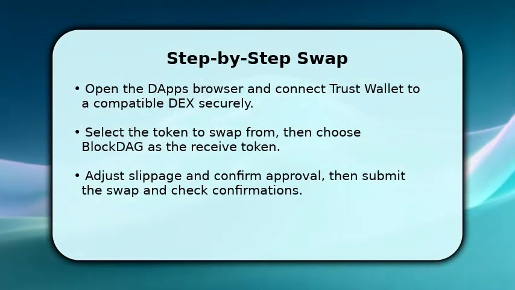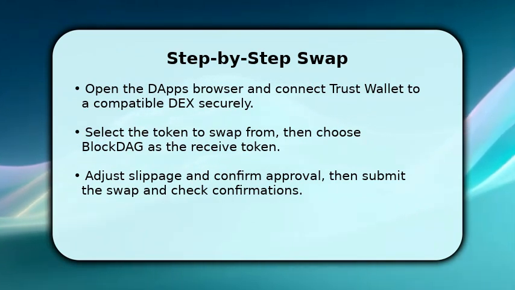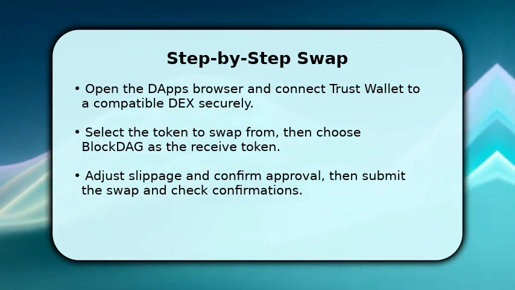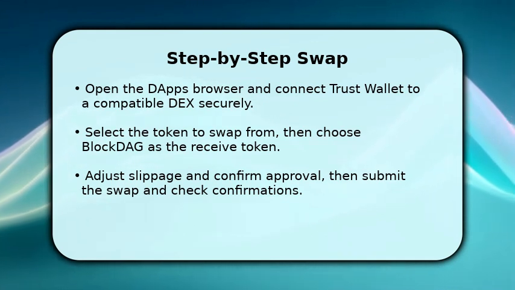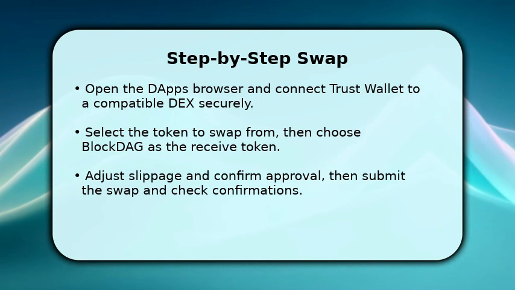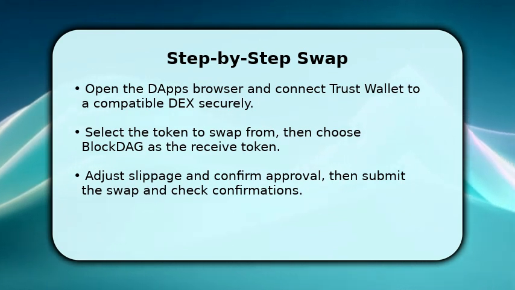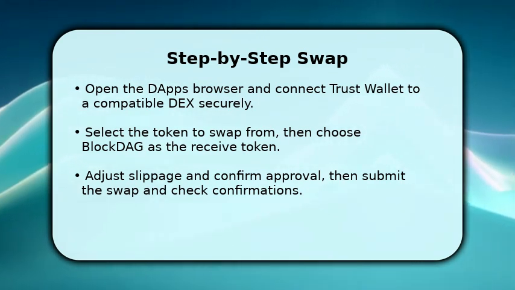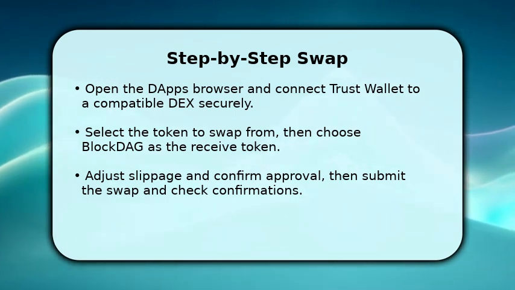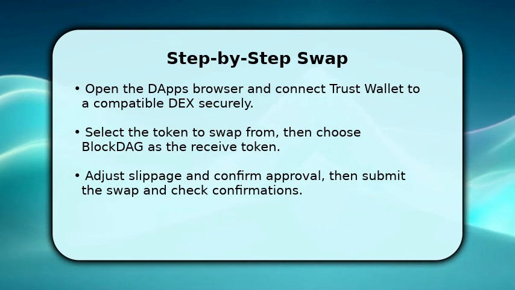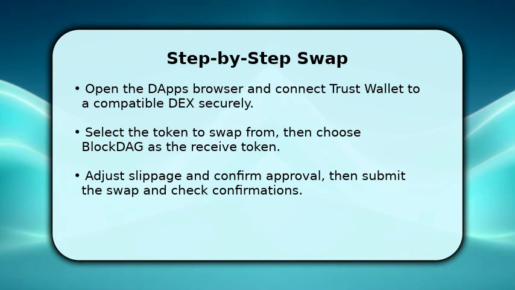Open the DApps browser, connect Trust Wallet to a trusted DEX, and choose the token you will swap from. Search for BlockDAG and paste the correct contract address to avoid scams. Set slippage according to the token's liquidity and gas conditions, then approve the token if required. Confirm the swap, monitor pending status, and verify the tokens appear in your wallet after network confirmations. I will share tips to speed up or cancel if needed.